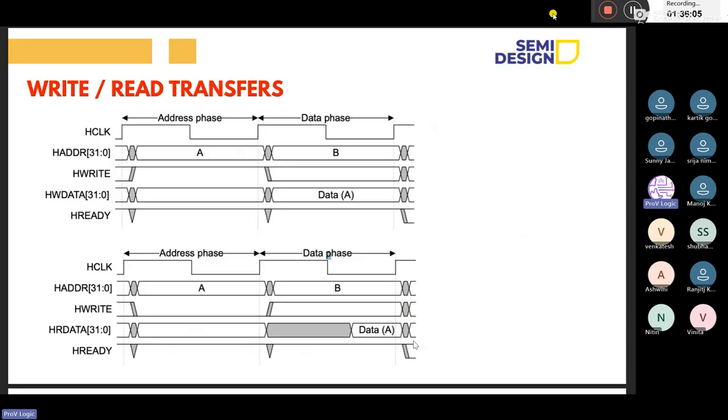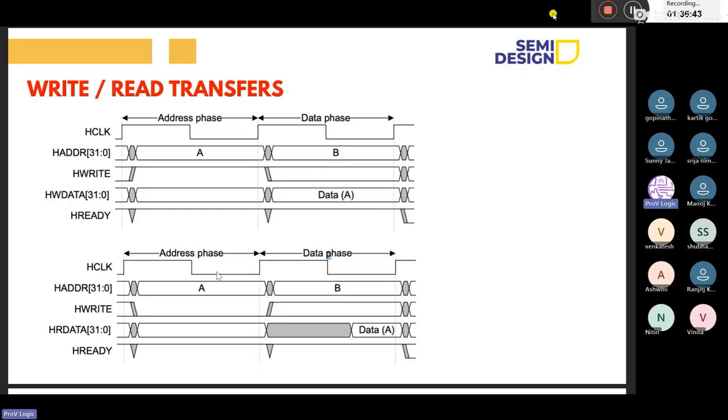Next, the difference between write transfers and read transfers. If you see the address phase and data phase, in the address phase, H address is 32-bit size, A, B. H write is high, so it is a write operation with write data. H ready is high. Whenever H ready is high, we can write the data.